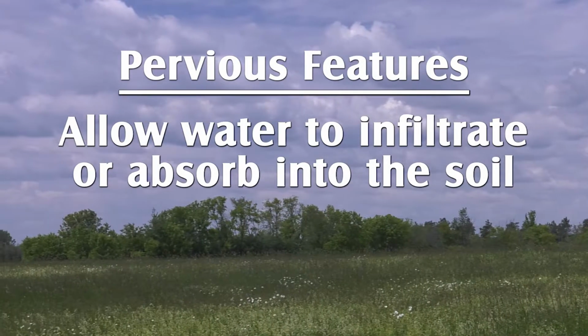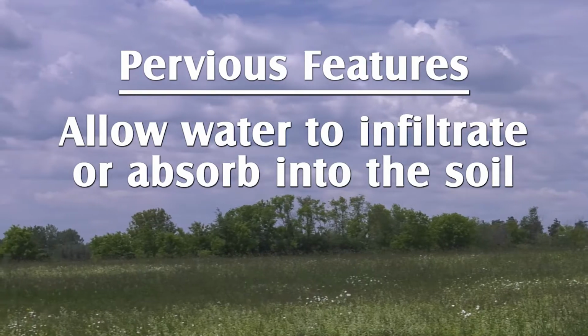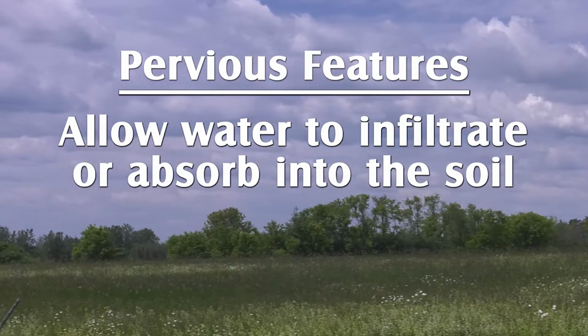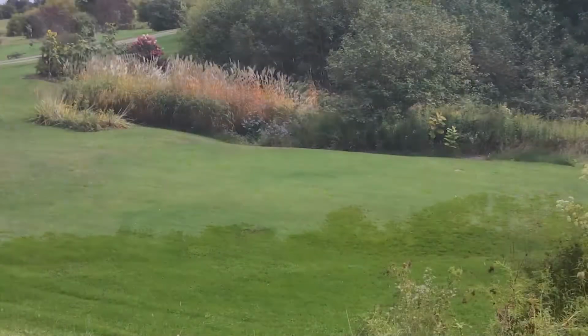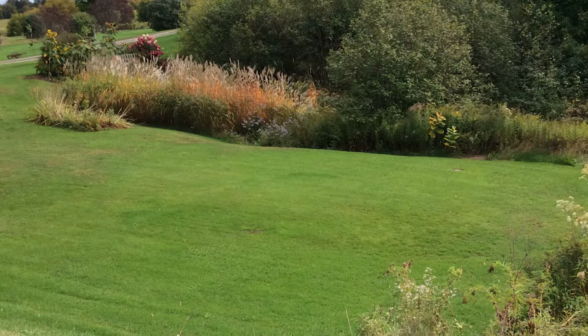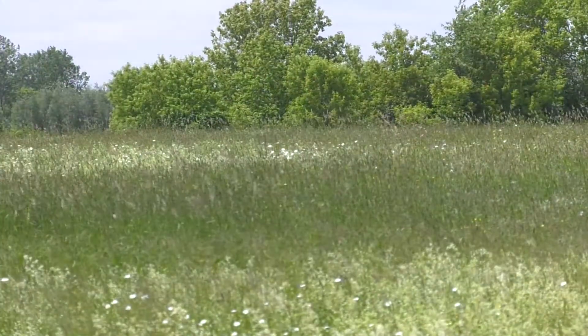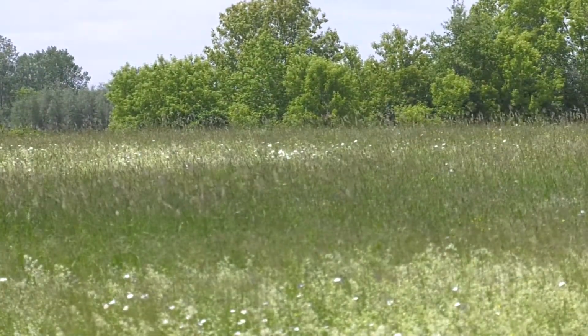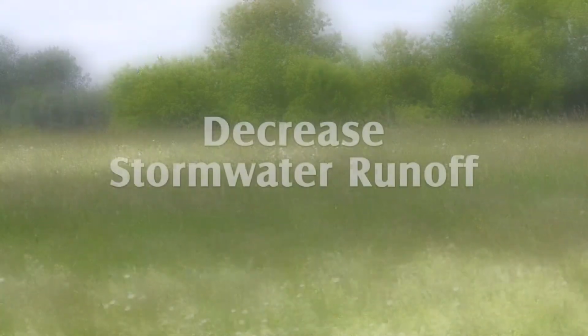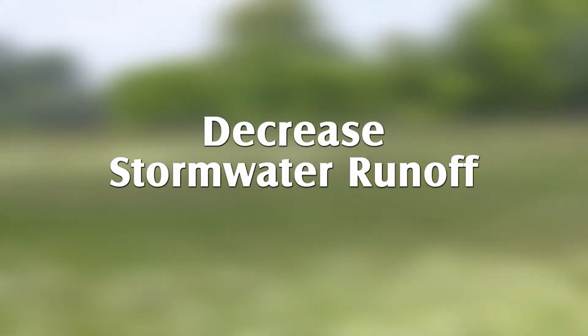Pervious features are areas that are landscaped or provide natural ground cover and allow rain and snowmelt to soak into the soils. A landscaped area could include lawn and formal gardens, while natural areas would include any area of your property you do not actively manage, such as fields or woodlands. These features can decrease the amount of stormwater that runs off your property.